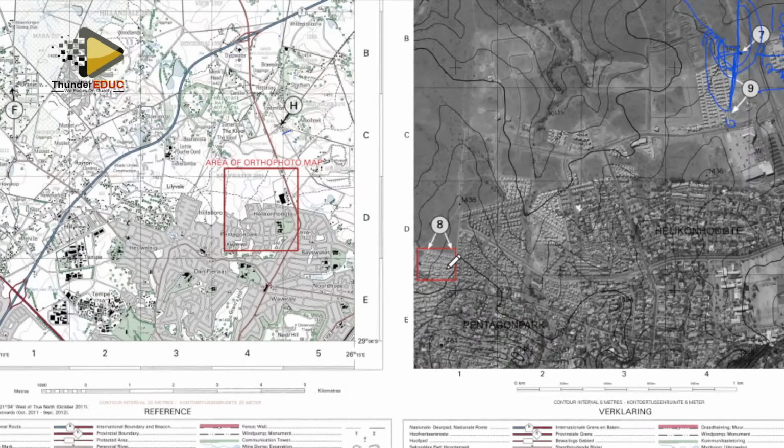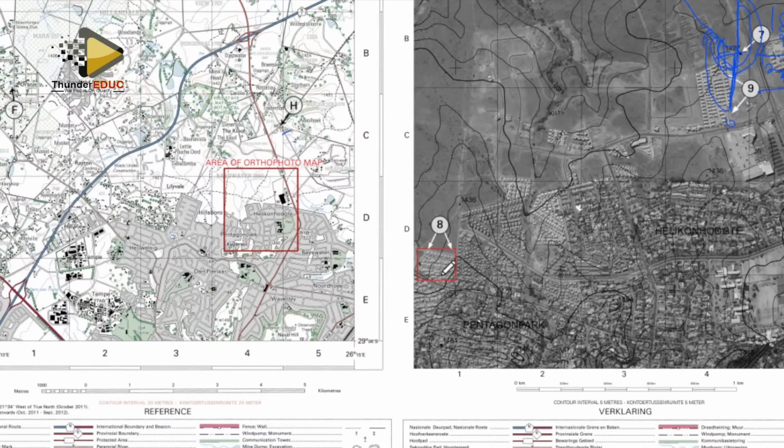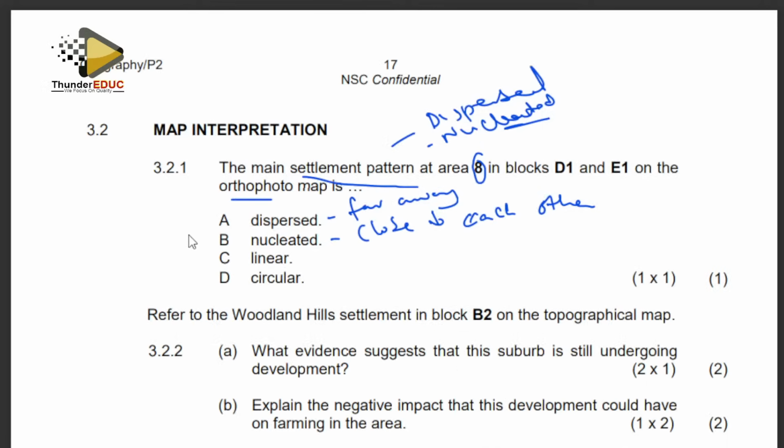8 is here. You can see these are settlements. Are they close to each other or are they far away from each other? You remember nucleated, we said, is close to each other. This one means settlements are close to each other, whereas dispersed settlements are far away from each other. When you look at our map here, 8 here, you can see that these are houses that are close to each other. Therefore, it is nucleated. Okay. We go on.